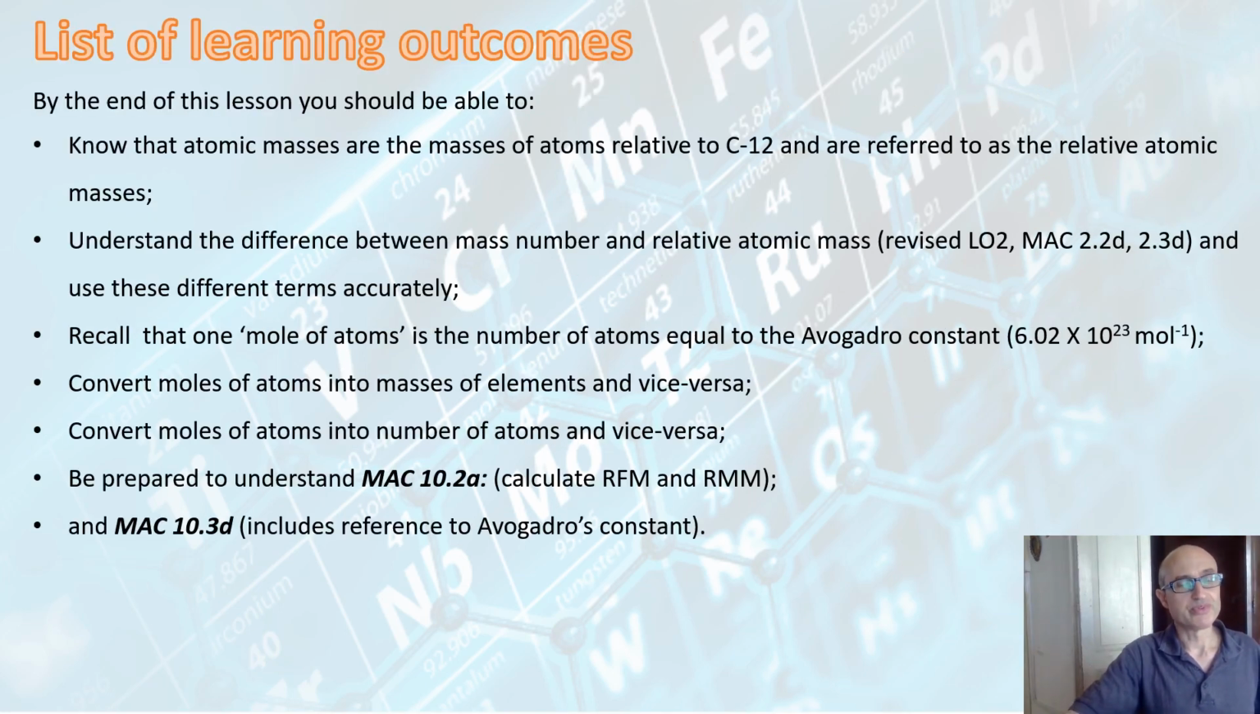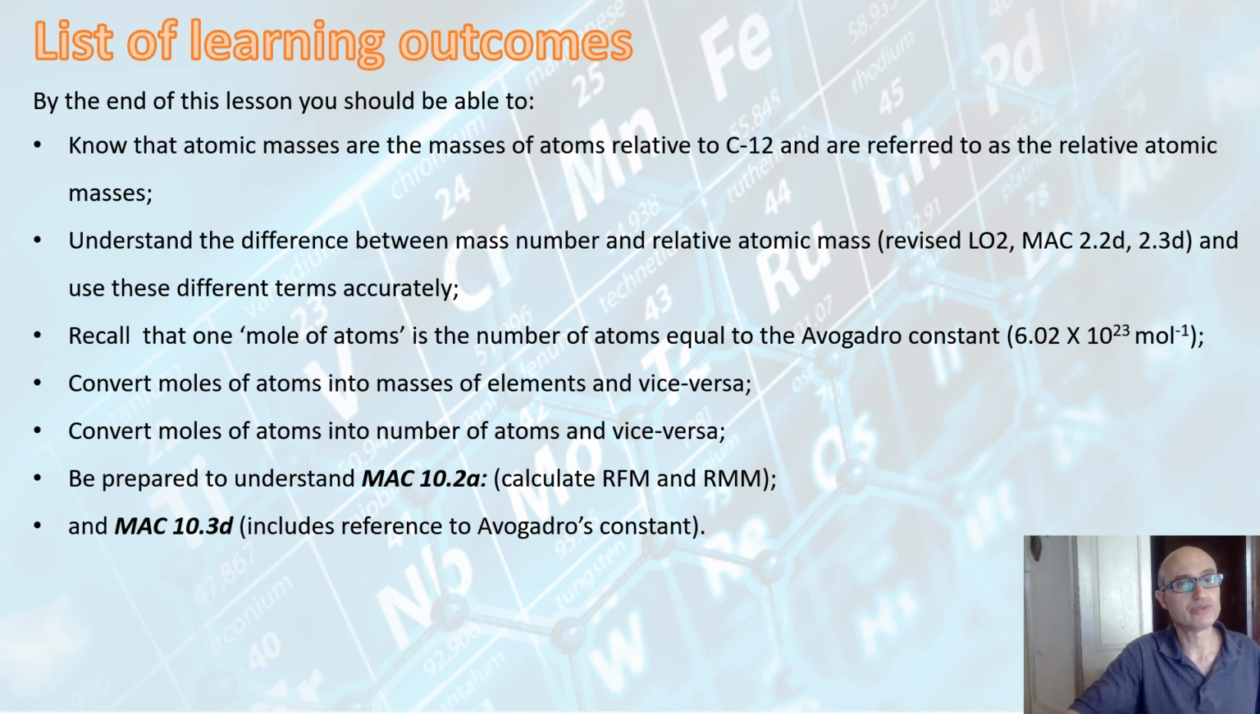It is very important that you first have a look at the list of learning outcomes. Learning outcomes are, of course, what you are intended to learn by the end of this lesson. So by the end of the lesson, you should know that when we refer to atomic masses, what we are talking about actually is the mass of any atom which is relative to carbon 12.